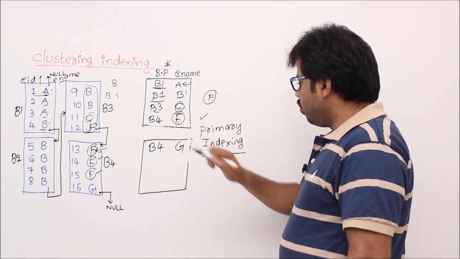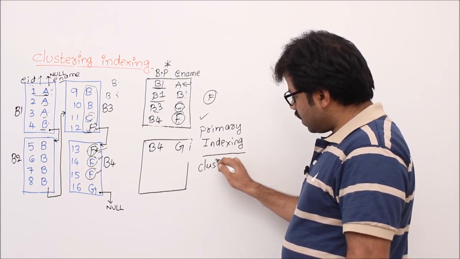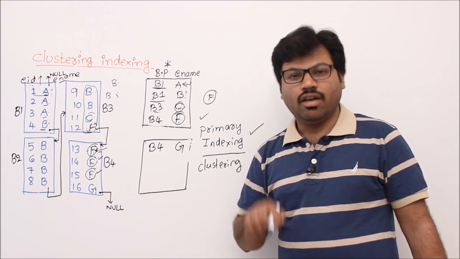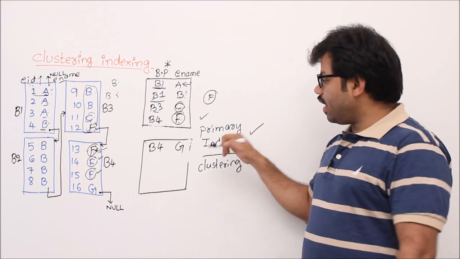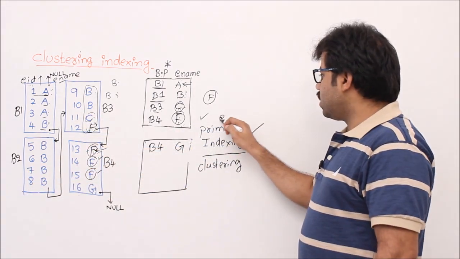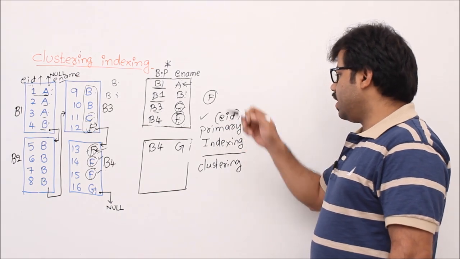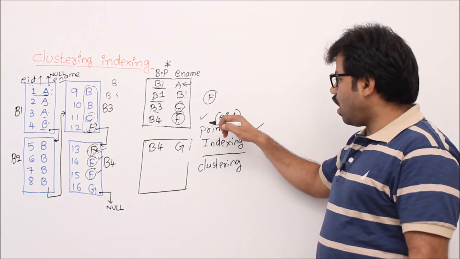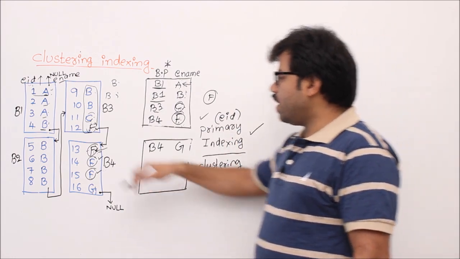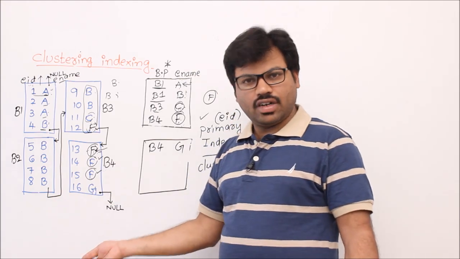Why? I will tell you. Primary indexing and clustering indexing. My assumption is you already have primary indexing. When you have primary indexing, your original file should be ordered. Let me tell you with an example: employee ID is a primary key, right? So on employee ID, let's say you are creating primary indexing. Then your data is ordered on the employee ID field, right?